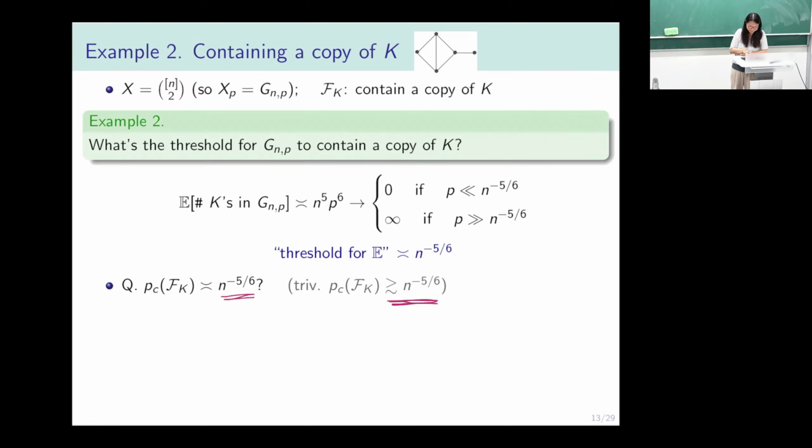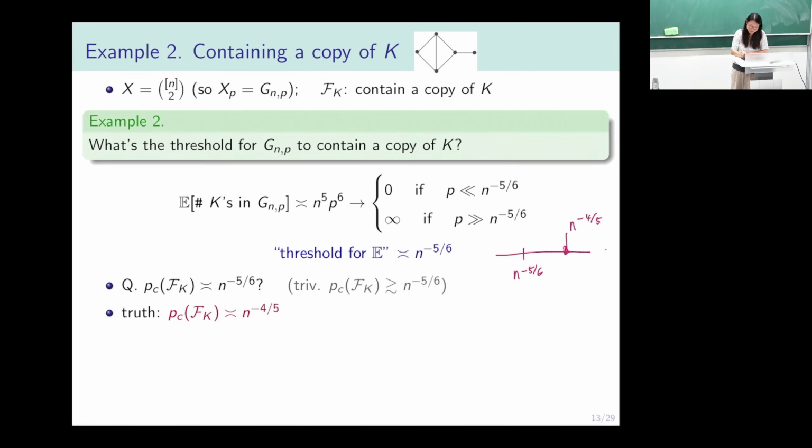Yes? No? Probably not. The answer is no. So in this case, the truth is n to the negative 4/5, which is much larger than the lower bound. So here, the lower bound from the expectation is n to the negative 5 over 6, but the actual threshold is much larger. And do you see why? Why must n to the negative 4/5 be the truth?